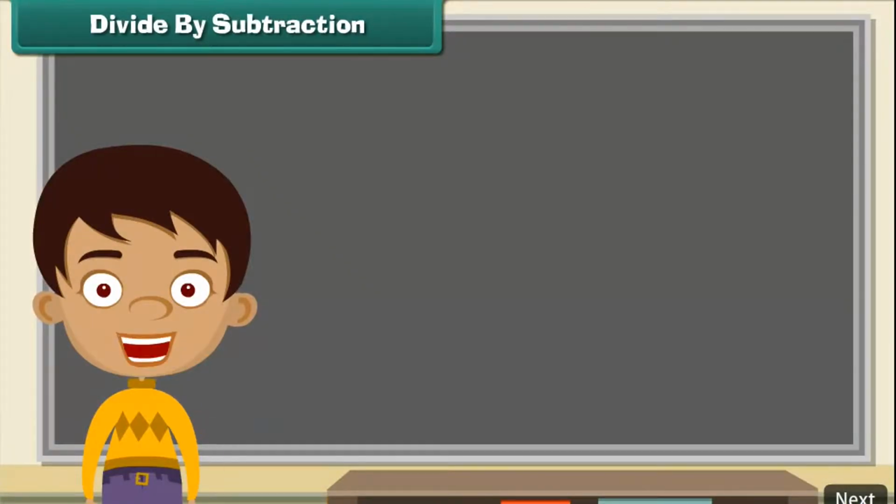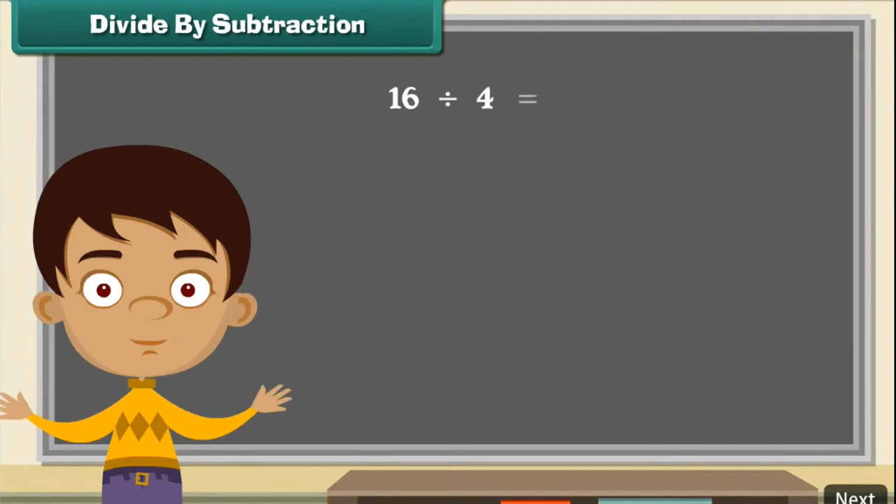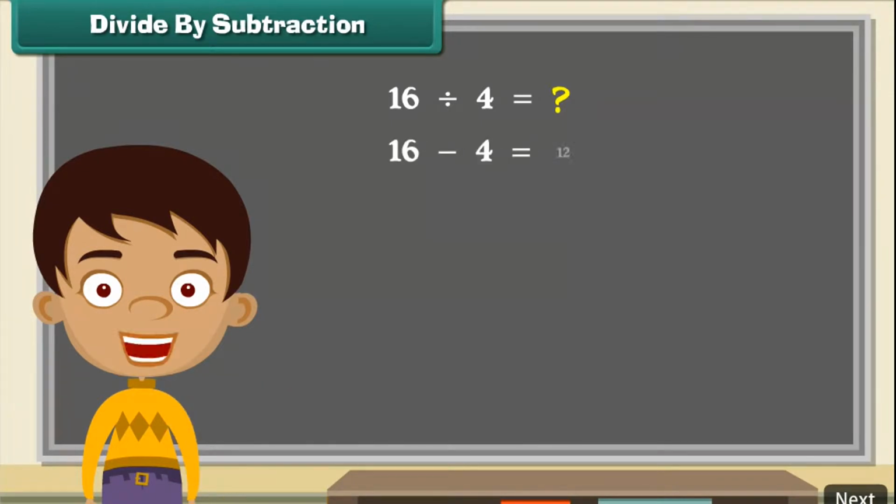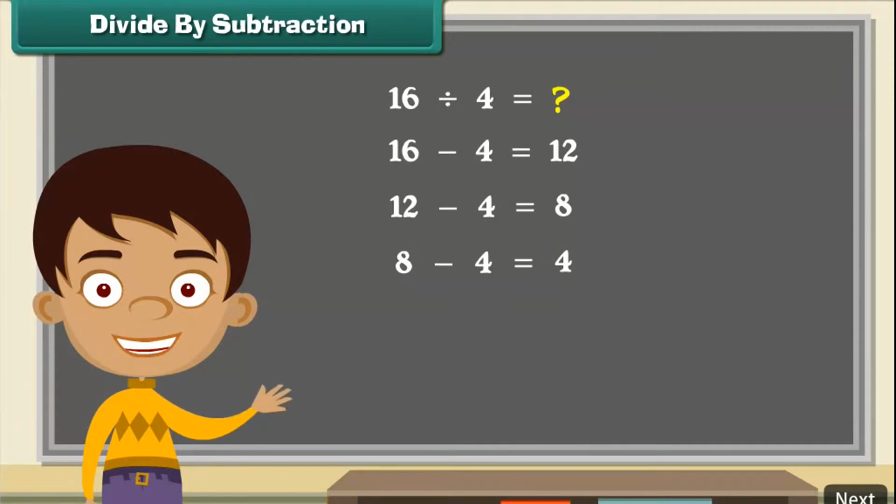Divide by subtraction. We will now learn division by subtraction. Let us divide 16 by 4. Subtract 4 from 16. We get 12. Now subtract 4 from 12. We get 8. Subtracting 4 from 8, we get 4. Similarly, subtract 4 from 4, we get 0. Remember to keep subtracting till we get 0.